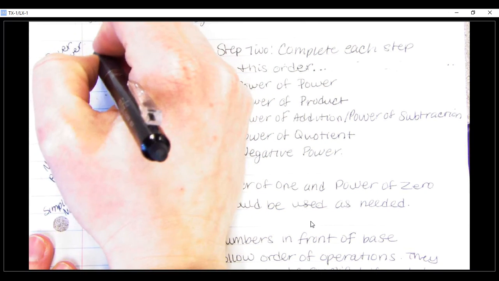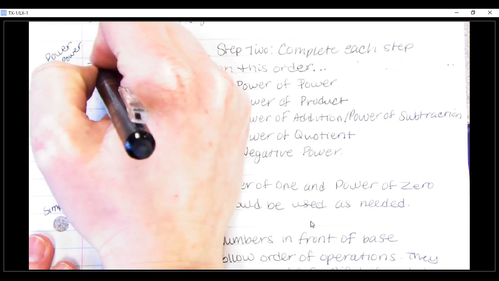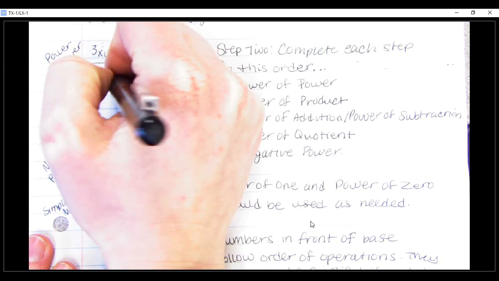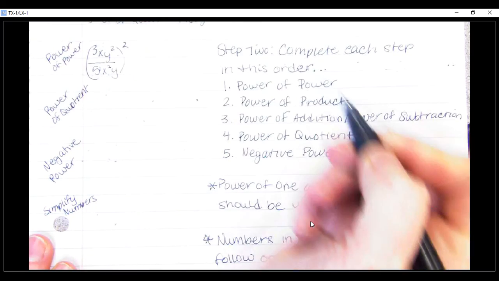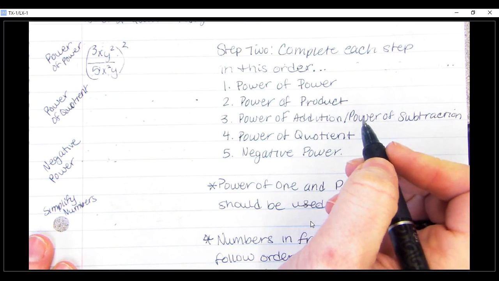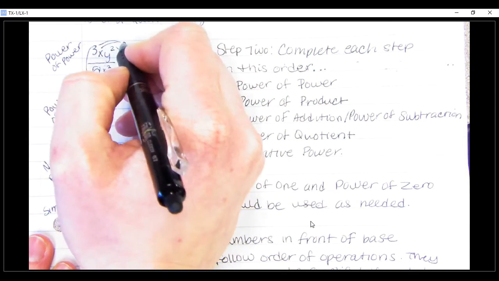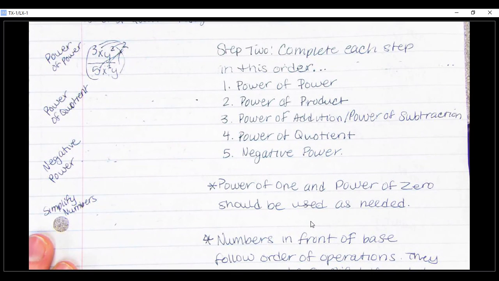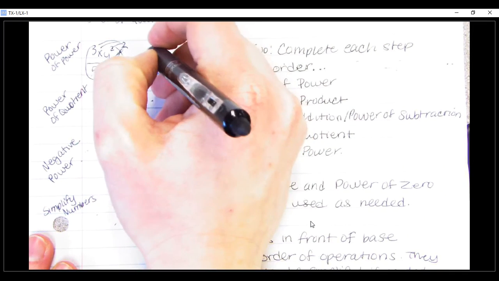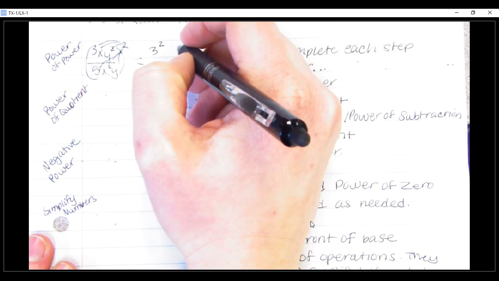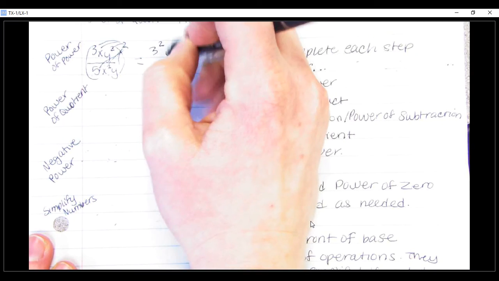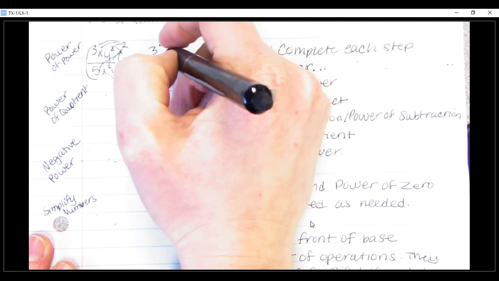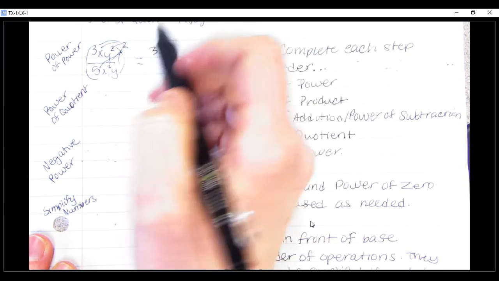So I had 3xy to the second all over 5x squared times y, and that's all to that second power. So what I'm going to do is I'm going to take that second power and I am going to apply it to everything, including the numbers. The numbers still act as they are being solved in this problem. So that is going to get me 3 to the second power, x to the second power, because 1 times 2 is 2.